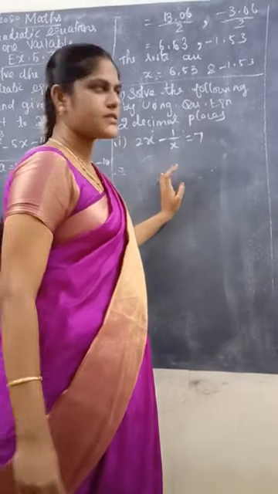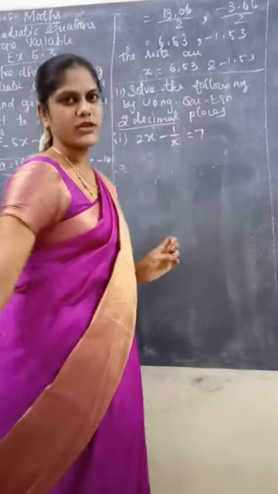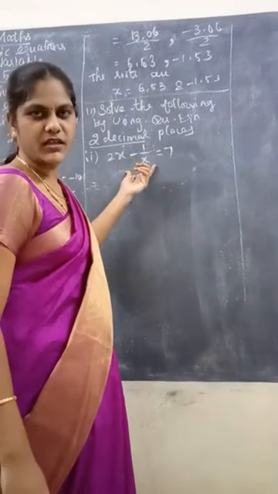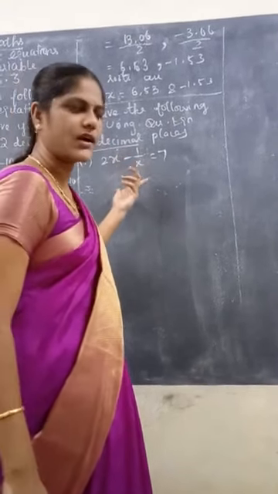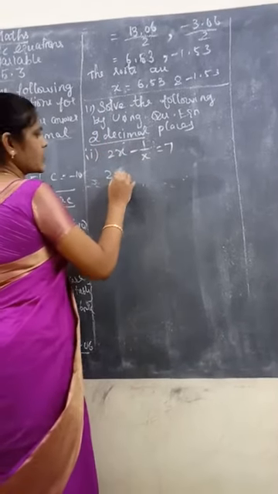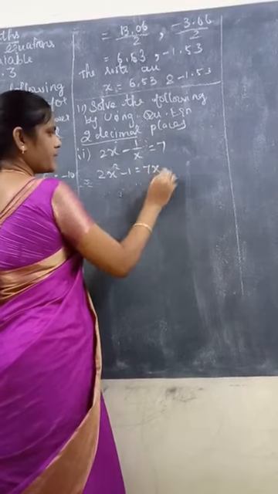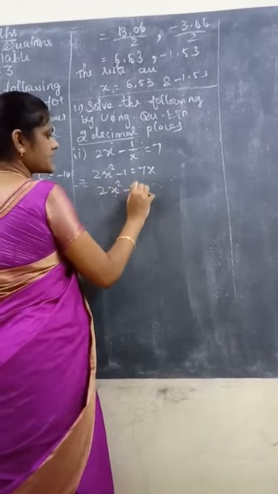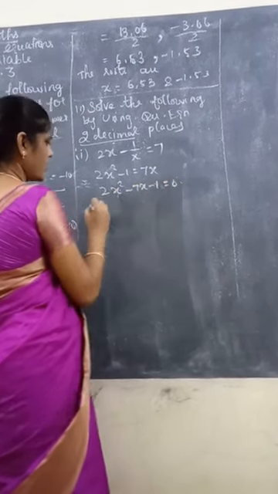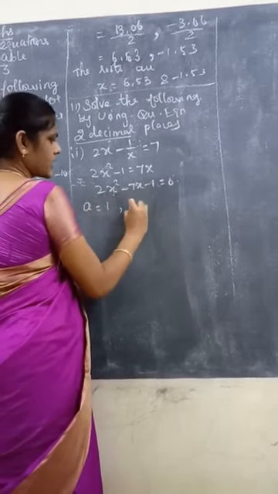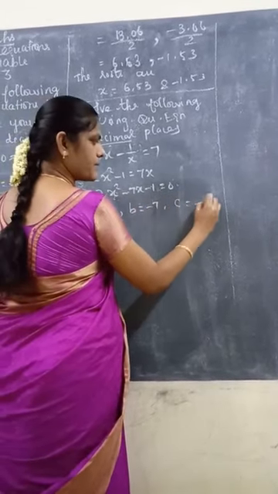11th sum is also the same. For this we need to find 2 decimal places. It's not a quadratic equation, we need to convert this into a quadratic equation first. 2x squared minus 1 equal to 7x, next 2x squared minus 7x minus 1 equal to 0. Next, what is a? 2. What is b? Minus 7. What is c? Minus 1.